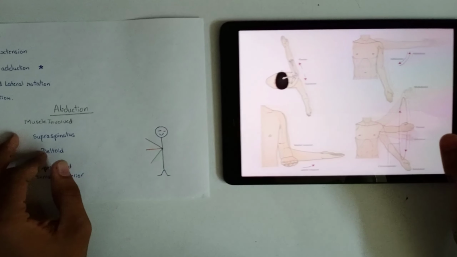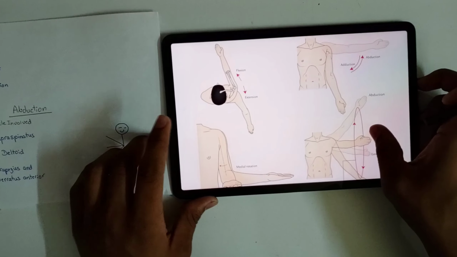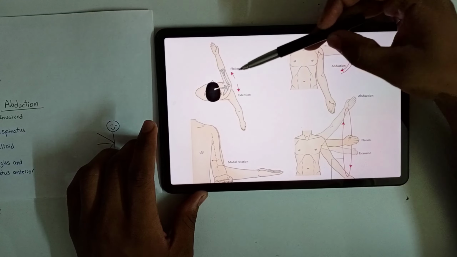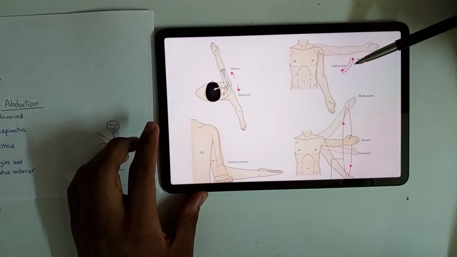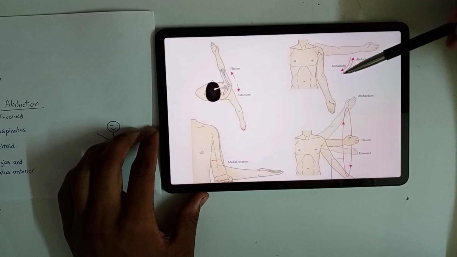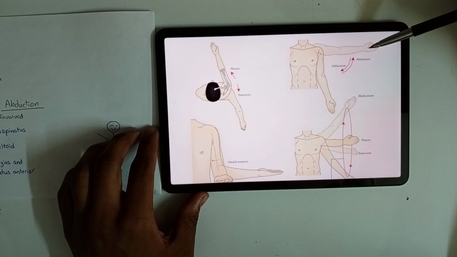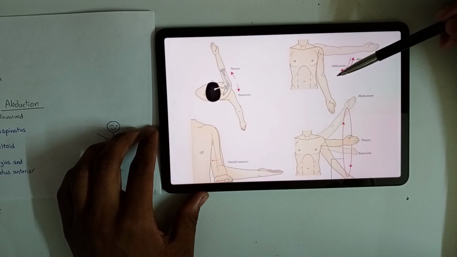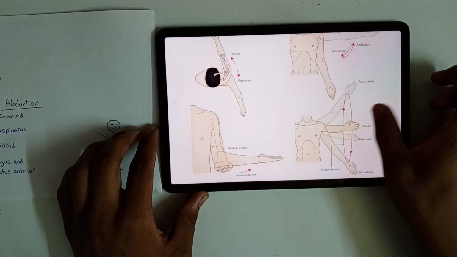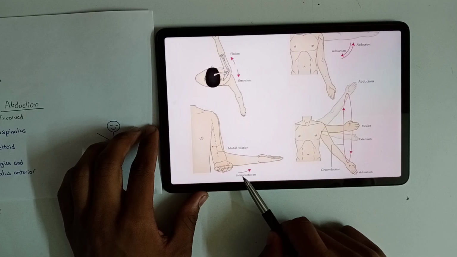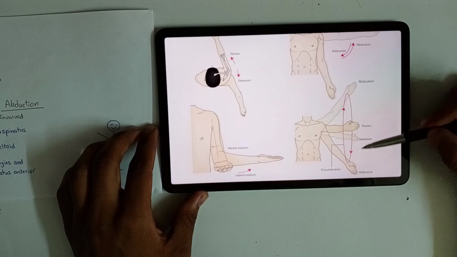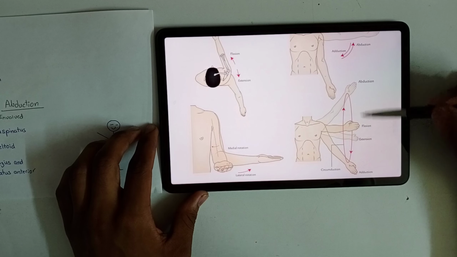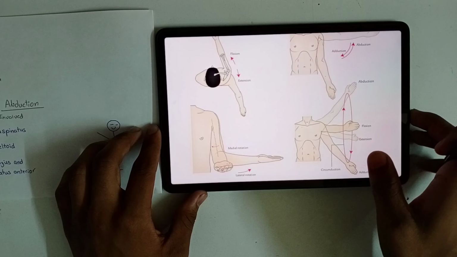showing you with the help of this image. This is flexion, extension. Abduction is moving the arm away from the trunk, and moving the arm towards the trunk is adduction. Medial rotation and lateral rotation, and circumduction, movement in circular direction, is the circumduction.